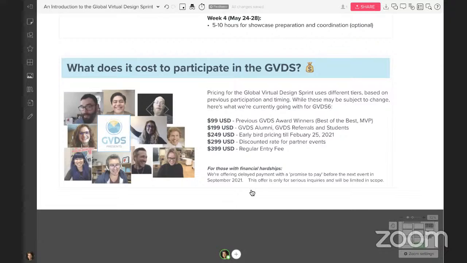For those that cannot pay, meaning that if you're suffering from financial hardships from the pandemic or from any particular situation that may be corresponding to you, there is something that we do called the promise to pay. I've had a few people do this in the past, where you don't pay up front for the event, but you promise to pay before we go ahead and do another one of these in September. So that is an option if you want to go that route, if it's just not available to you financially to be part of the event. We do offer that as an alternative.